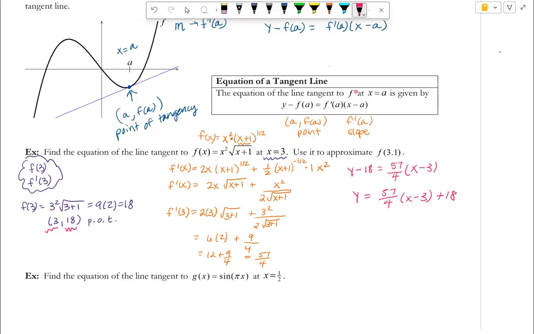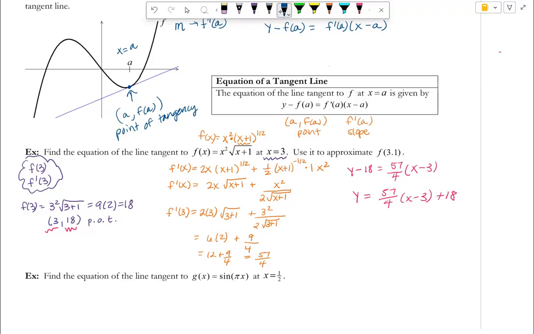But I would strongly encourage you, do not distribute that 57/4. Just leave it. Because if you distribute that, you try to combine like terms, you're just inviting possible mistakes. And if you had the correct equation, but you make a mistake when you distribute, you're going to lose your correct answer. So you're going to lose your answer point. We don't want to do that.